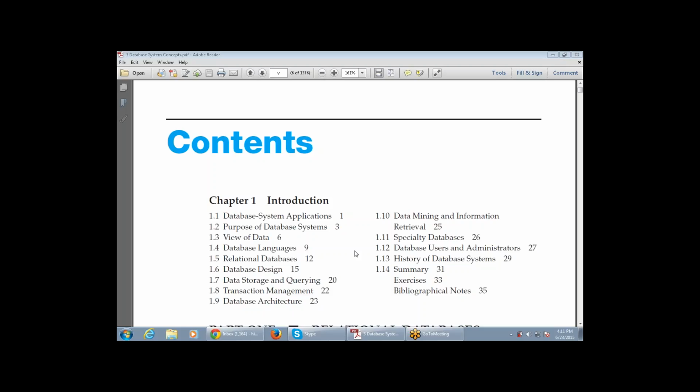Today I'm going to continue with your same module, the new module that we started in the last class, database design concepts. I'm going to continue with the same chapter, chapter number 1, the introduction to the database.